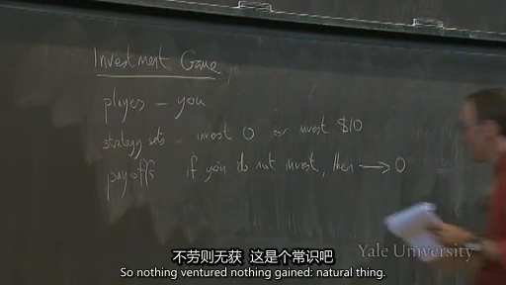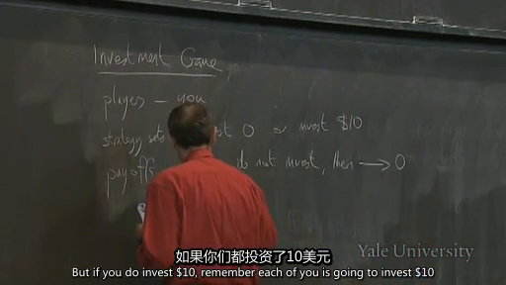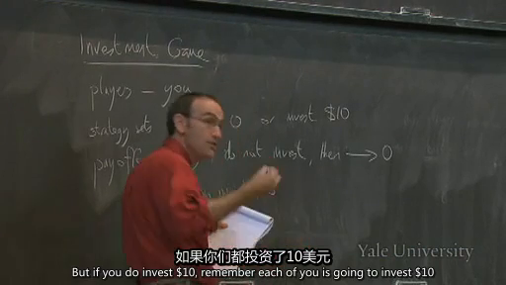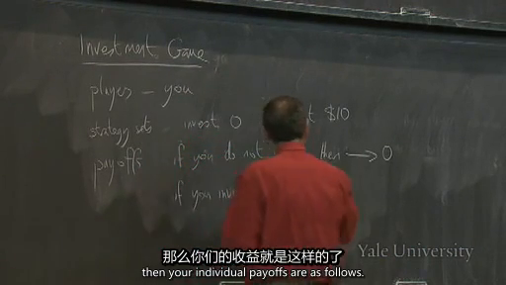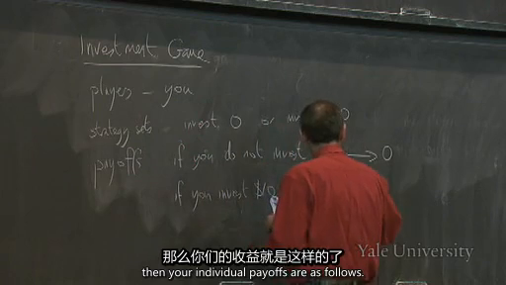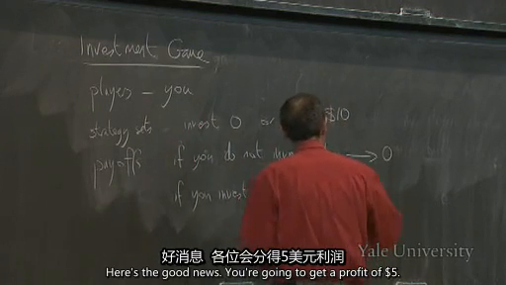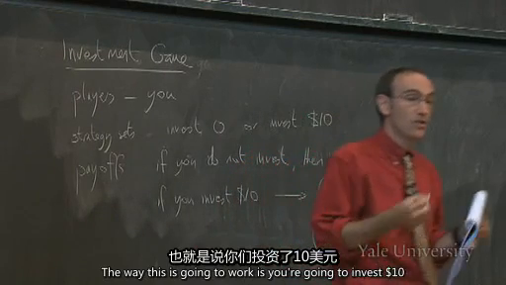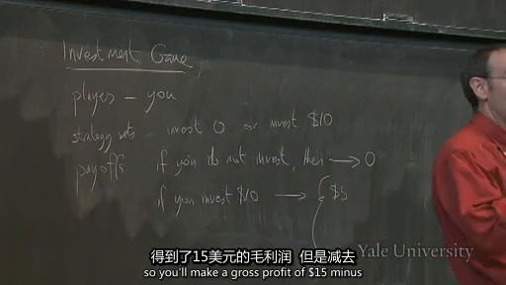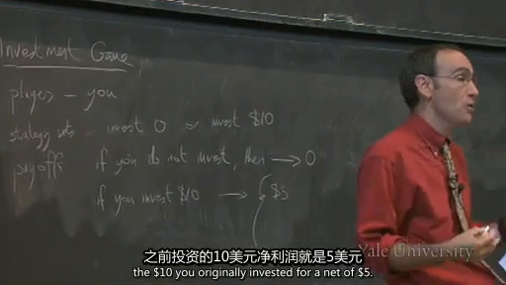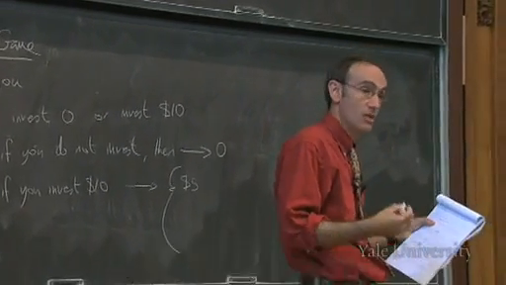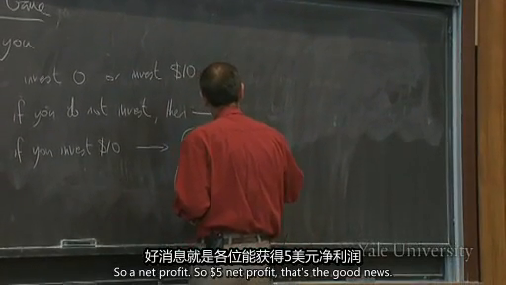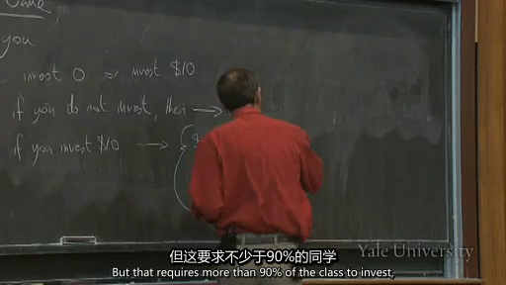But if you do invest $10, remember each of you is going to be investing $10, then your individual payoffs are as follows. Here's the good news. You're going to get a profit of $5. You'll have invested $10, so you'll make a gross profit of 15 minus the 10 you originally invested, for a net of 5. Everyone understand, right? So a $5 net profit.